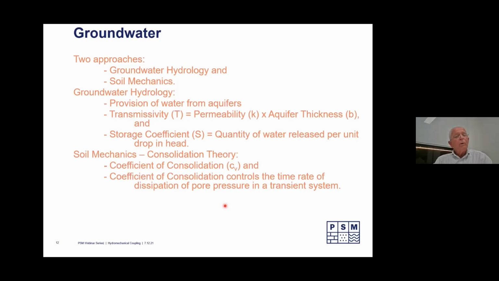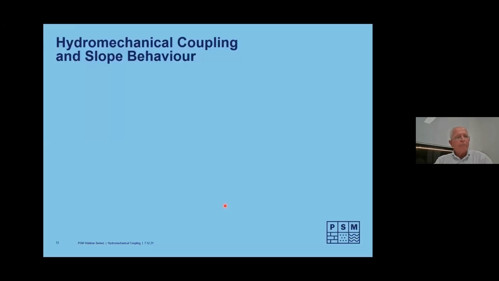In soil mechanics theory, we term that consolidation, and we use the term Cv, coefficient of consolidation, which controls the time rate of dissipation of that pore pressure in a transient system, one that's changing with time. But the concepts are identical. The concepts of groundwater hydrology and soil mechanics consolidation theory are identical. The same concepts apply. And you need to use that through your understanding of hydromechanical coupling. Now let's look at coupling and slope behaviour.